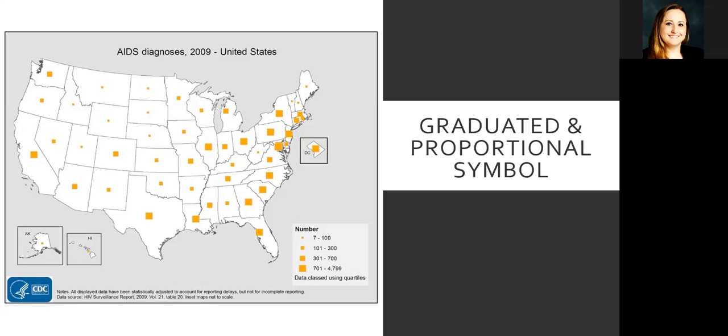It is graduated and not proportional because the symbol is broken into four different categories. If it was proportional, then instead of having those four different squares in the legend, you would have one symbol from 7 to 100, and then the largest symbol from 701 to 4,799, and then everything in the middle would be drawn in the map relative to their value within that range.